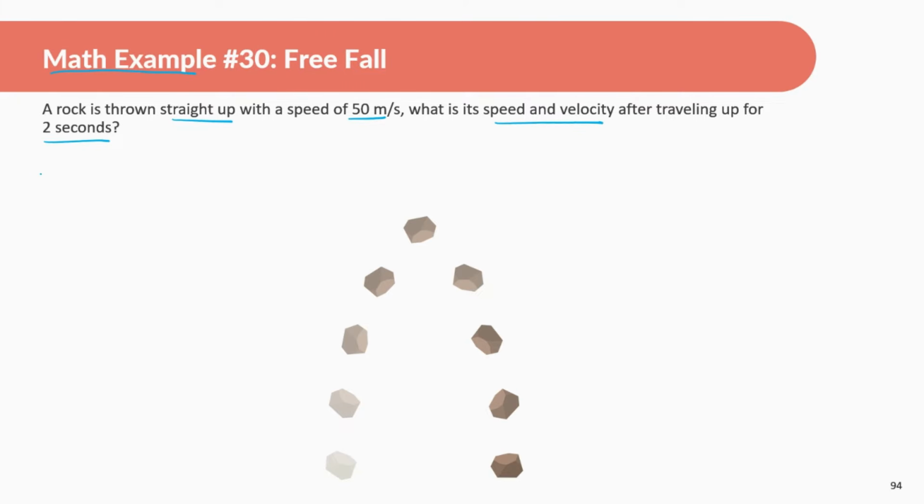Okay, acceleration of gravity, negative 10 meters per second squared. Initial velocity, 50 meters per second. Time equals 2 seconds. What is the final speed?